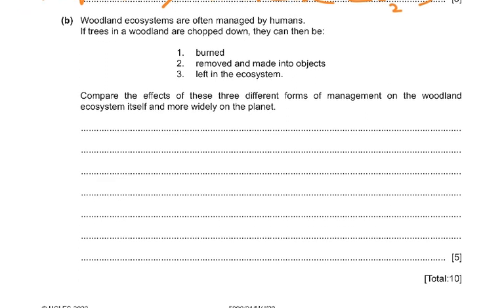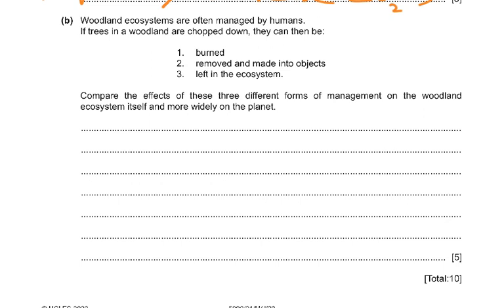Woodland ecosystems are often managed by humans. If trees in a woodland are chopped down, they can be, number 1, burned, number 2, removed and made into objects, number 3, left in the ecosystem. So we've cut down the trees, and then we've either burned them or we have removed them and made them into furniture or something like that, and or you've just left them in the ecosystem. Compare the effects of these 3 different forms of management on the woodland ecosystem itself and more widely on the planet.